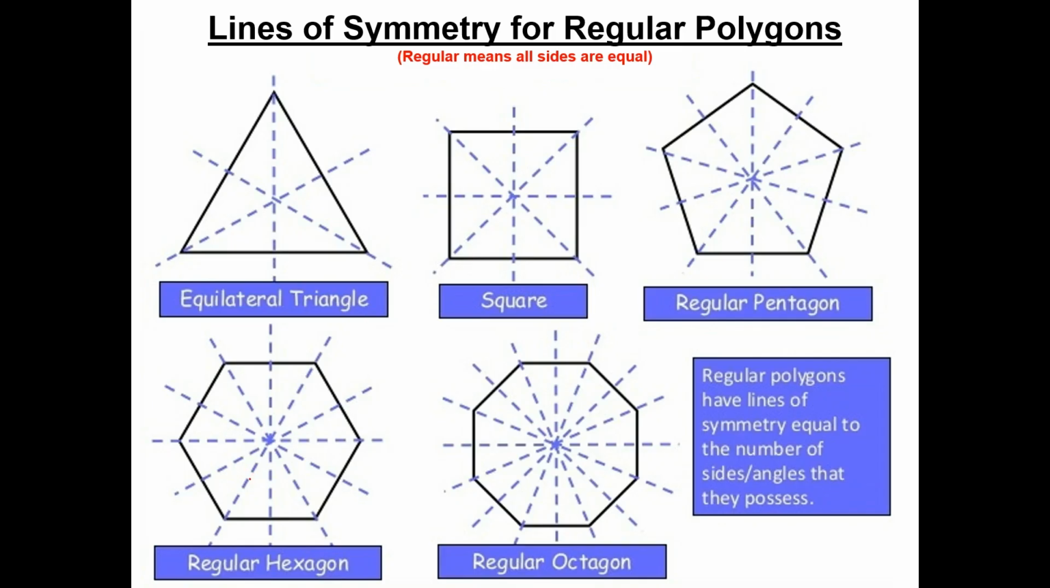A regular hexagon has one, two, three, four, five, six sides being equal. That means you have six lines of symmetry that you can create. A regular octagon has eight sides. That means you have eight lines of symmetry, and so on. And this pattern would keep going. So if you go to a decagon, which is a 10-sided shape, a regular decagon would have 10 lines of symmetry.